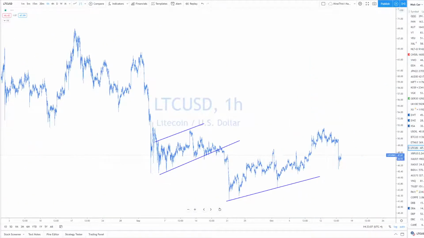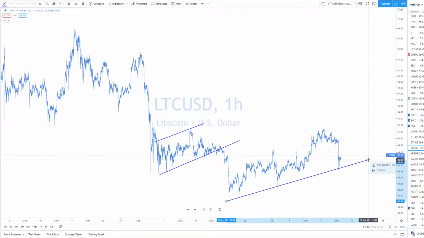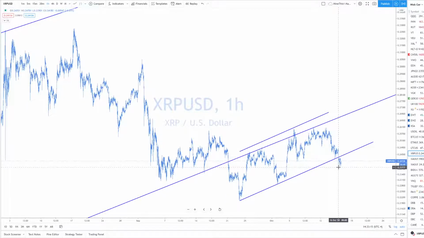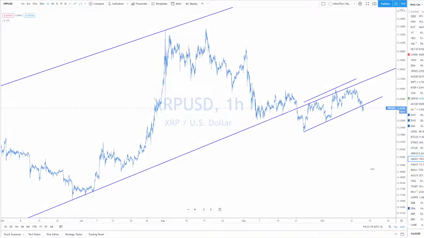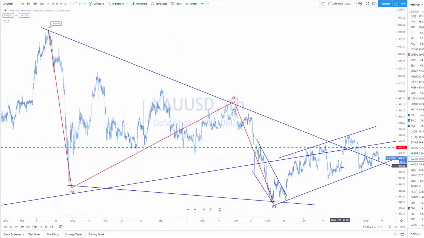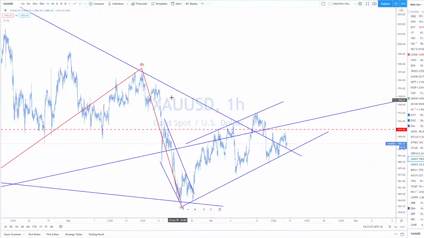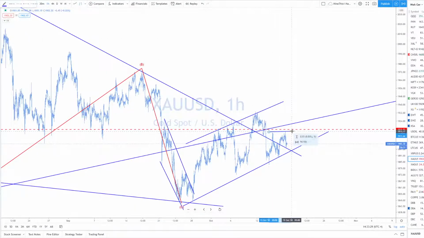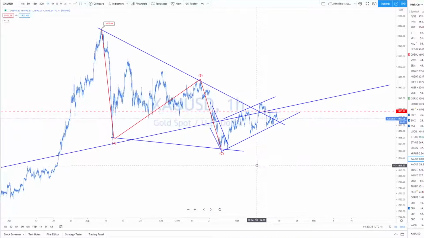Ethereum, Litecoin. Okay, big drop. Where? Right to support. Ripple, breaking down. I don't like these signs. Gold, right? Weakness. I'm really not liking this because when it starts building that pressure down here at the bottom of the structure, I don't know. I don't like it.